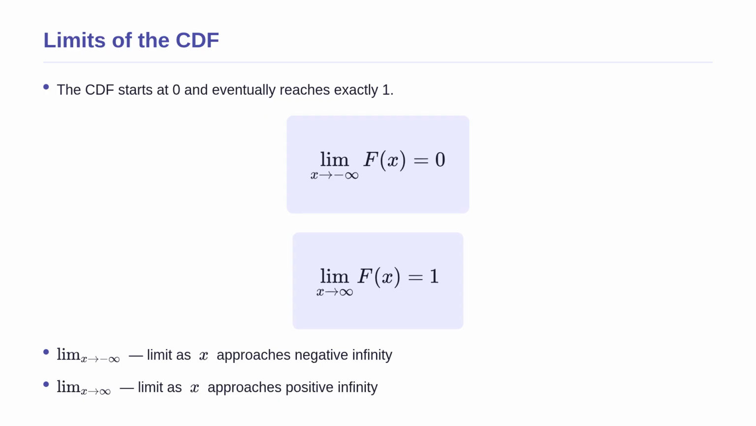The first limit states that as x goes to negative infinity, the accumulated probability drops to 0. This makes perfect physical sense because there is no area accumulated before the very beginning of our range. The second limit states that as x goes to positive infinity, the cumulative function reaches exactly 1. This means once we have swept across the entire possible range of values, we have collected 100% of the probability. Every valid continuous distribution must obey these two boundaries.